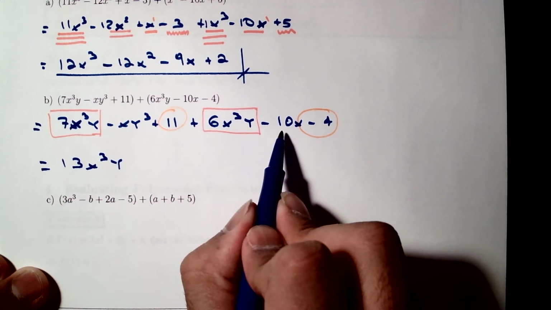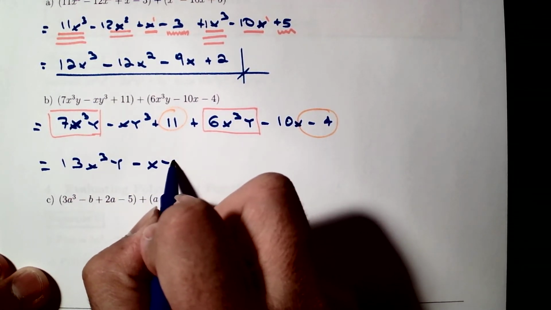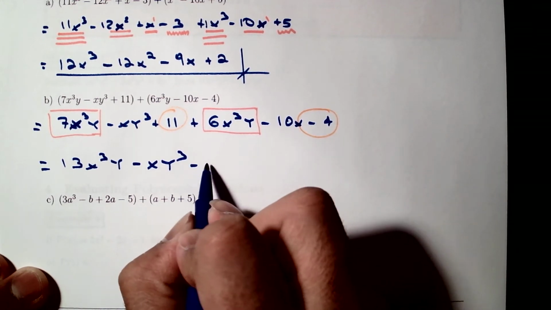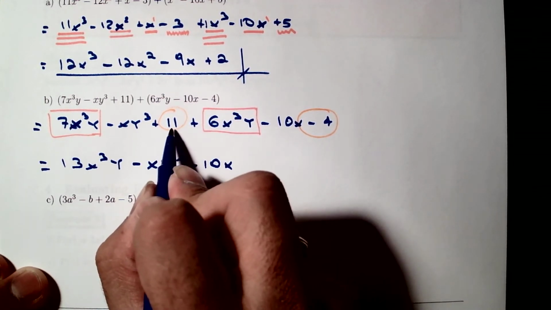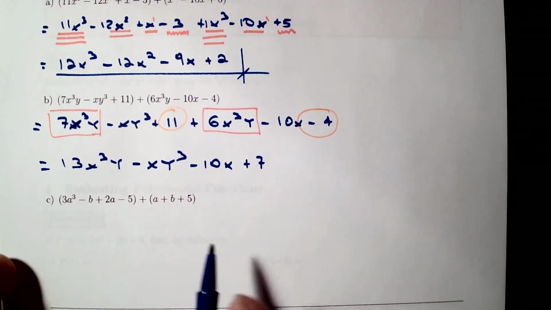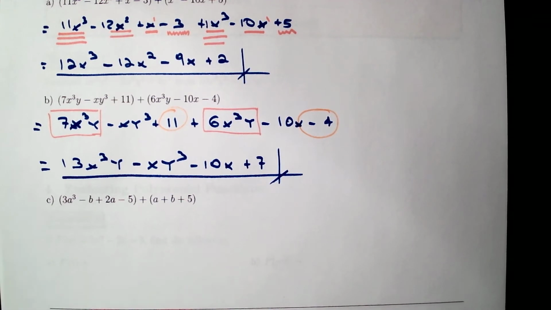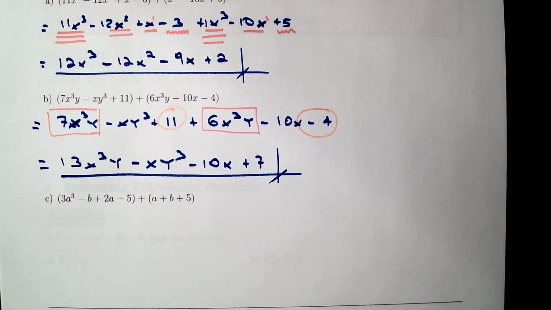And well, these other terms, I'm just going to carry them and combine 11 minus 4, which is 7. So final answer. Okay, final answer. Now let's look at the last example of this page.